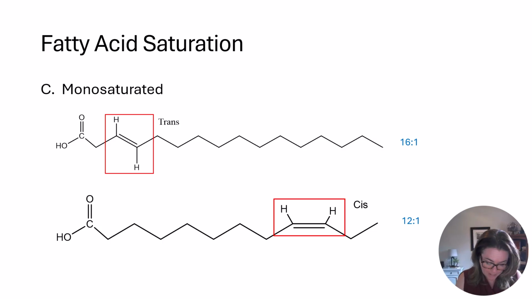As we've talked about, trans means opposite, so we have those hydrogens on opposite sides of the double bond. For cis, we have those hydrogens on the same side of the double bond.